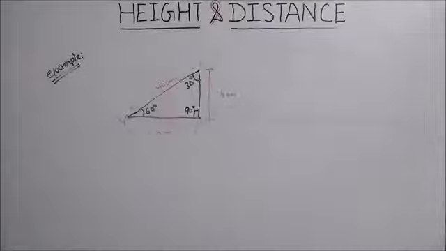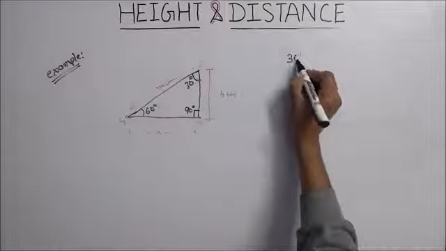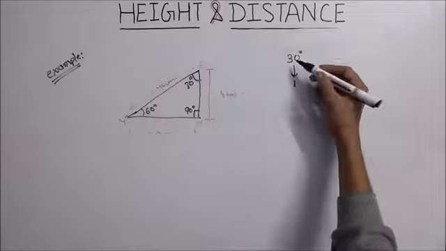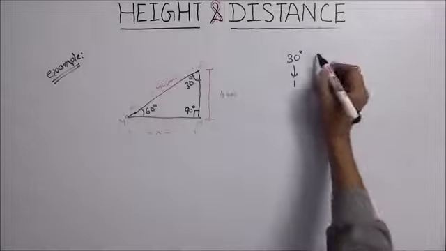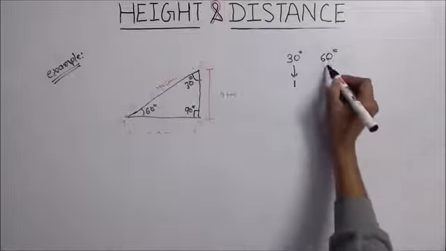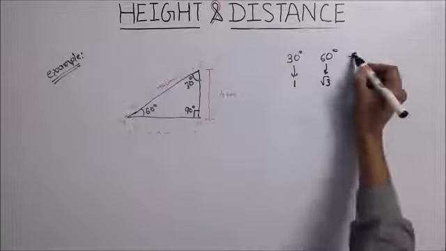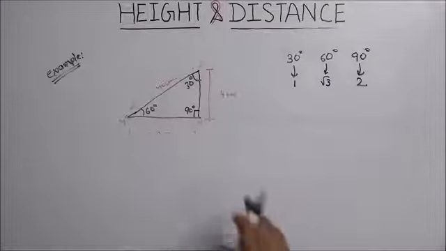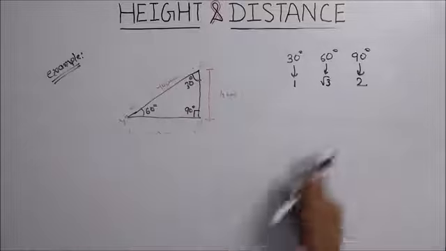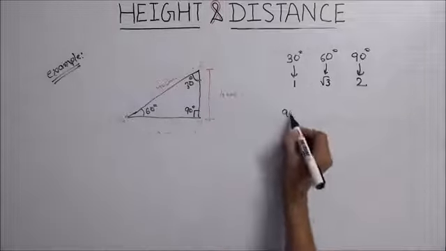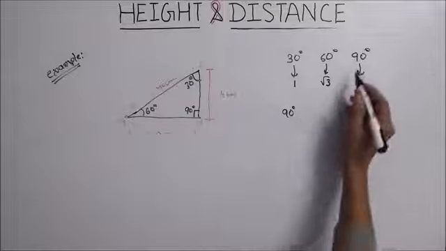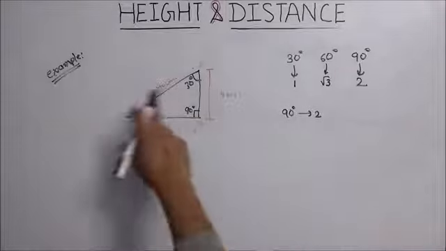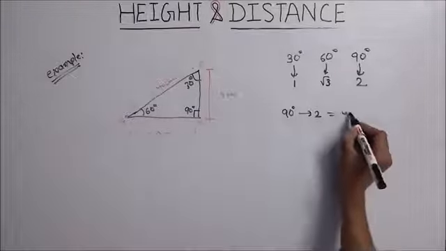You have to find the height of the tree and the distance between the man and the tree. For this, you have to remember, when we talk about the 30 degree, its unit is 1, or you can say the opposite side is in ratio 1. If we talk about the 60 degree, it's root 3. When we talk about the 90 degree, it's 2. In this question, we have given the side opposite to the 90, so we start with the 90 degree. The value of 90 degree according to us is 2, and in the question, the side opposite to the 90 degree is given 40 centimeter.